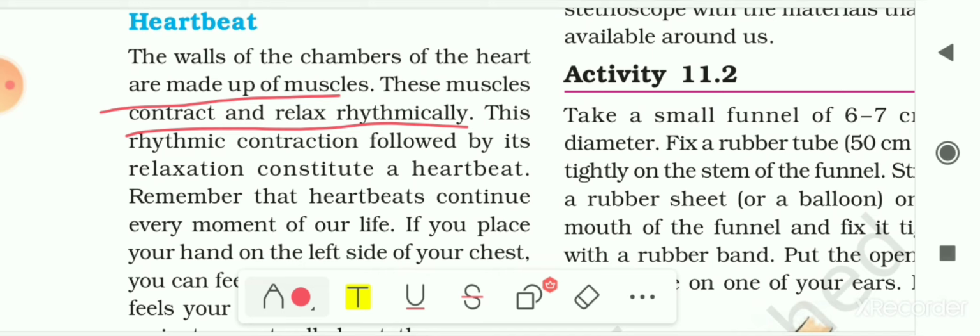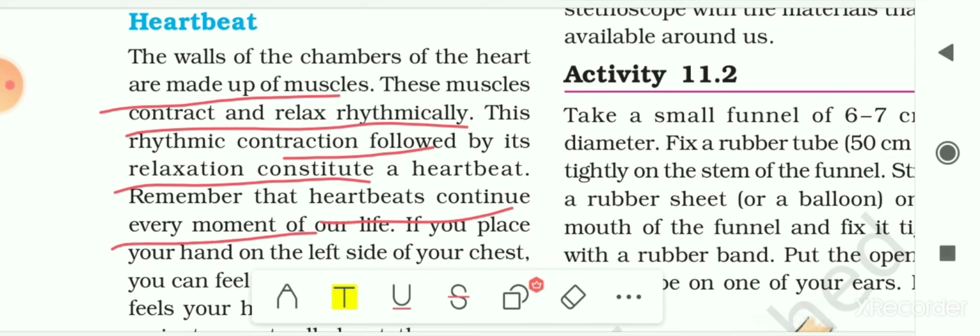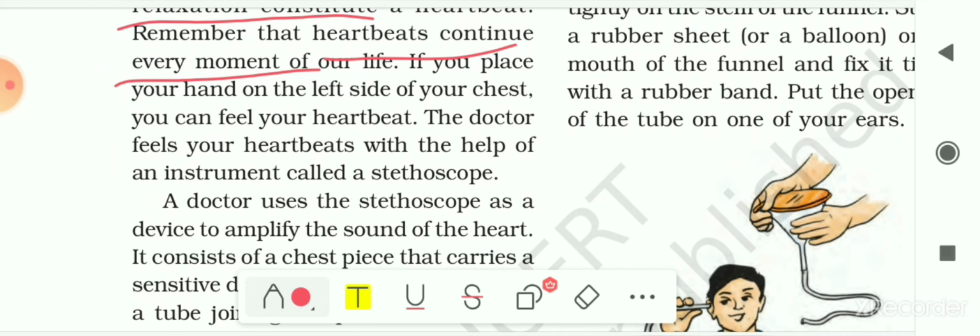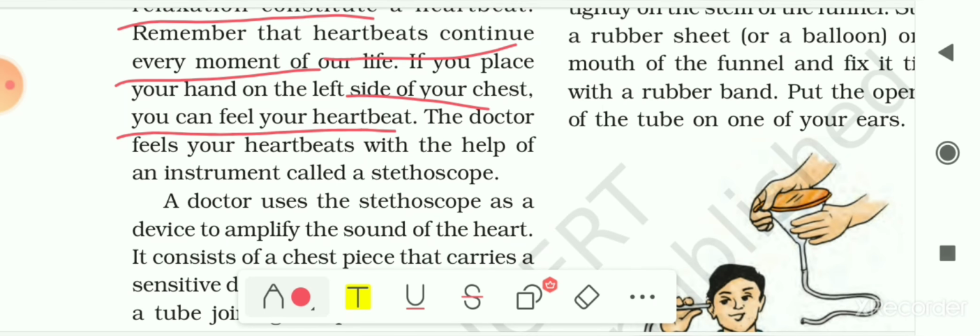As we had seen, once the atrium contracts, at the same time the ventricle will expand. So the contraction and relaxation is there between the atrium and ventricle, and this rhythmic contraction followed by its relaxation constitutes a heartbeat. That means one relaxation and one contraction form one heartbeat. And remember that heartbeats continue every moment of our life. As we had already seen, the heart will pump the blood throughout life. So if you place your hand on the left side of your chest, you can feel your heartbeat.